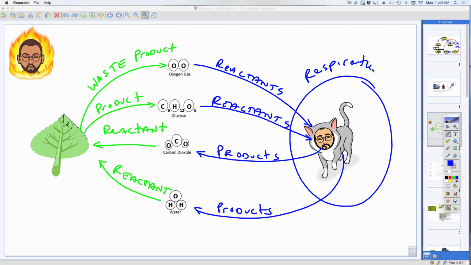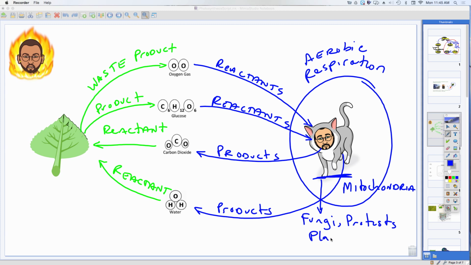This is respiration. Because it's using oxygen, it's aerobic respiration. And it's important to know that if you have mitochondria, this is what you do. So we are not limited to animals. Anything with mitochondria will do aerobic respiration. And so that means that we're talking about fungi, protists, plants, animals, and anaerobic or aerobic bacteria, which don't have mitochondria.